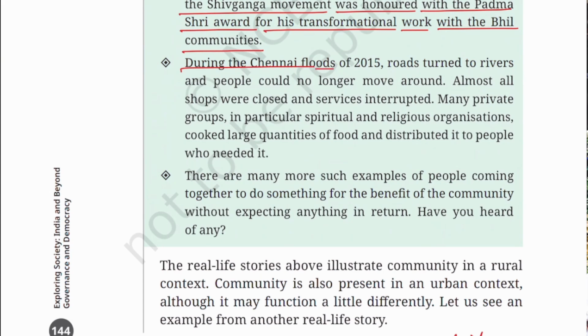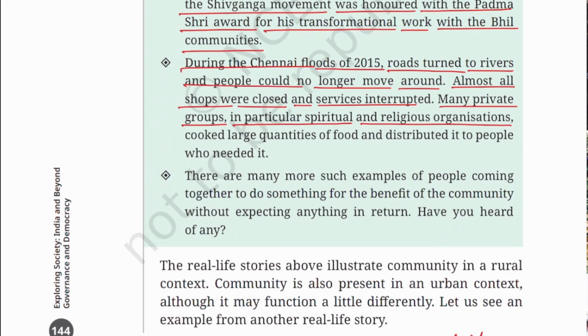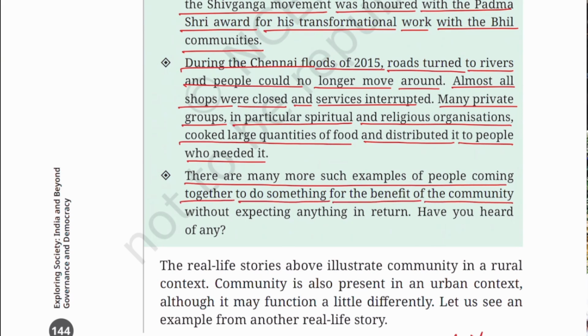During the Chennai floods of 2015, roads turned to rivers and people could no longer move around. Almost all shops were closed and services interrupted. Many private groups, in particular spiritual and religious organizations, cooked large quantities of food and distributed it to people who needed it. There are many more such examples of people coming together to do something for the benefit of the community without expecting anything in return. Have you heard of any?